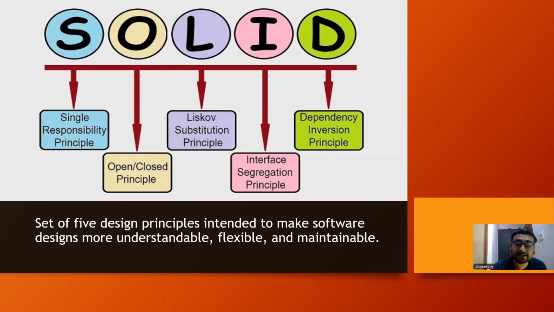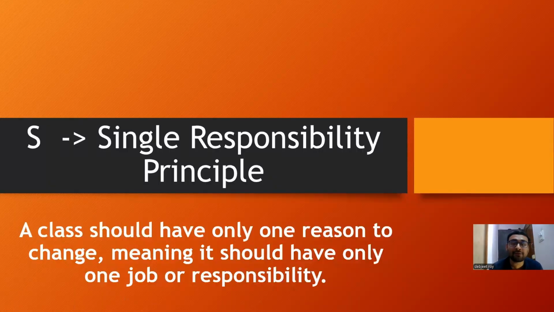The first is the single responsibility principle. So what does that mean? It simply means a class should have only one responsibility. Basically, there should be only one reason for a particular class to change. One class should contain only one set of features, one set of functionality. One class should not contain different sets of functionalities.